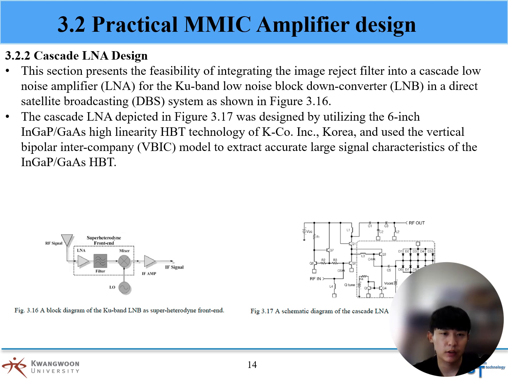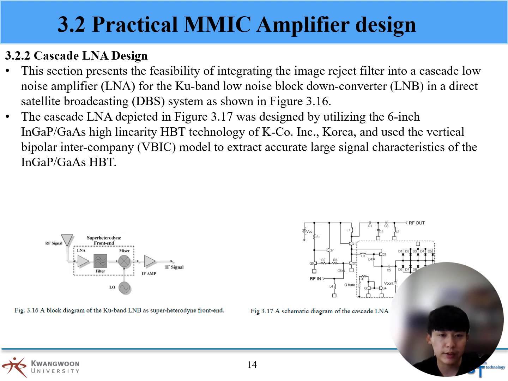Next is the cascode LNA design. This section presents the feasibility of integrating the image reject filter into a cascode low noise amplifier for the Q-band low noise block down converter in a direct satellite broadcasting system, as shown in Figure 3.16.